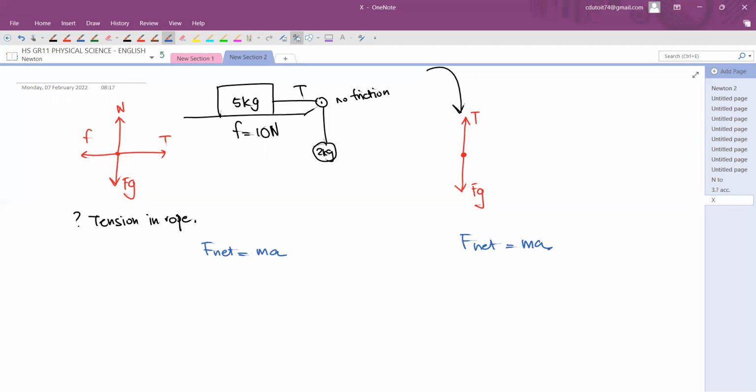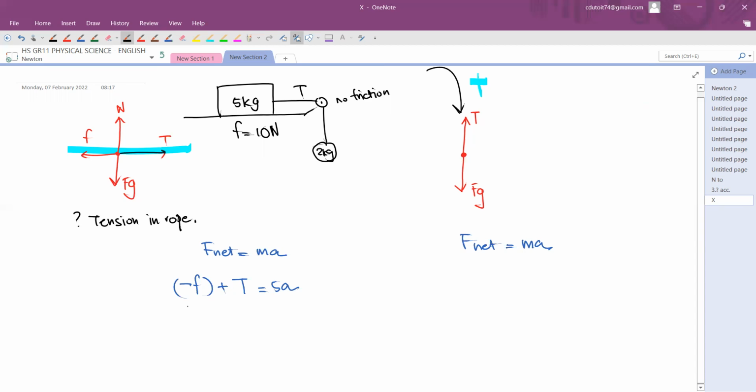So in the 5 kg, I have negative frictional force to the left. I have tension in the rope, which is positive, and that equals 5A. Are you happy with that? Yeah. I looked at those 2 forces. And the tension was positive because I'm choosing this direction as positive.